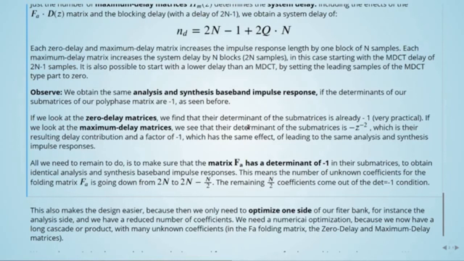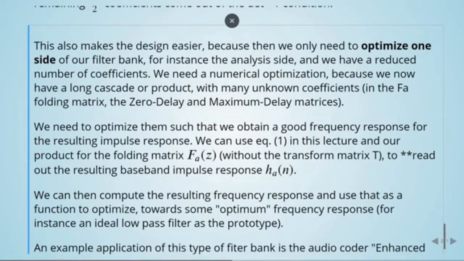This means that the number of unknown coefficients for the folding matrix Fa is going down from 2 times capital N to 2 times capital N minus capital N divided by 2. So the remaining capital N divided by 2 coefficients come out of the determinant equals minus 1 condition. This also makes the design easier because then we only need to optimize one side of our filter bank, for instance the analysis side, and we have a reduced number of coefficients.